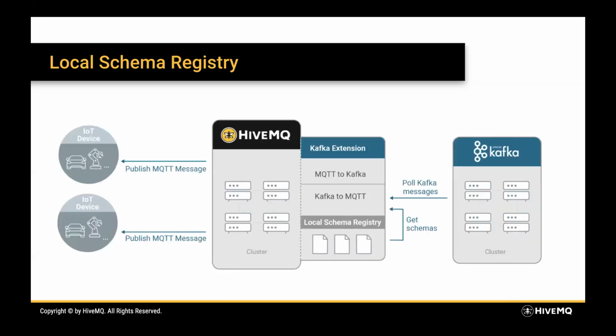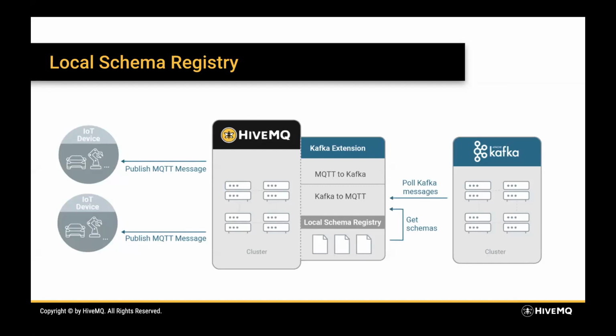So let's have a look at the architecture. It looks like this. If you want to forward messages from Kafka to your IoT devices, then you pull the messages from your Kafka cluster, get the schema from the local schema registry, and validate if the message is correct. And if it is, then you can publish it to your IoT devices. If it is not correct, then the message won't be forwarded to your IoT devices. So that is pretty cool for a start.